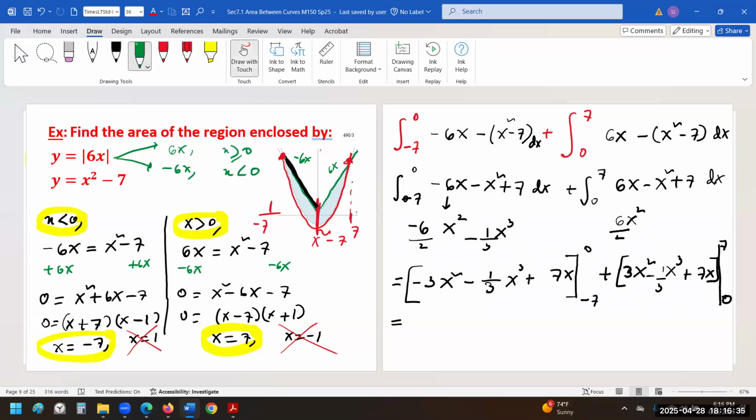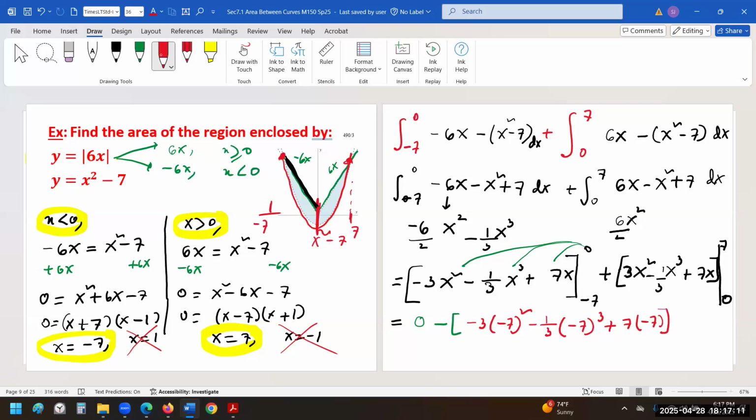One good news is that when we substitute 0, everything becomes 0, right? So 0 minus, then you substitute -7. So -3 times -7 squared, minus 1/3 times -7 cubed, plus 7 times -7. So this was the first part.